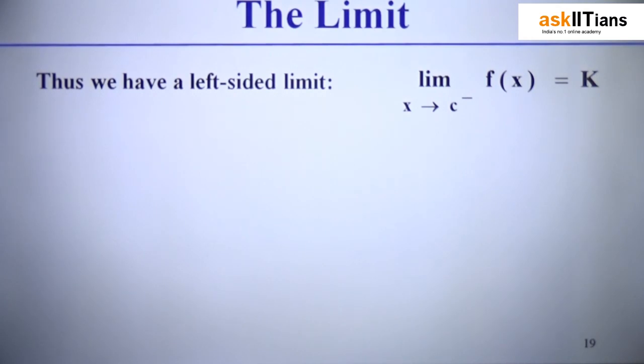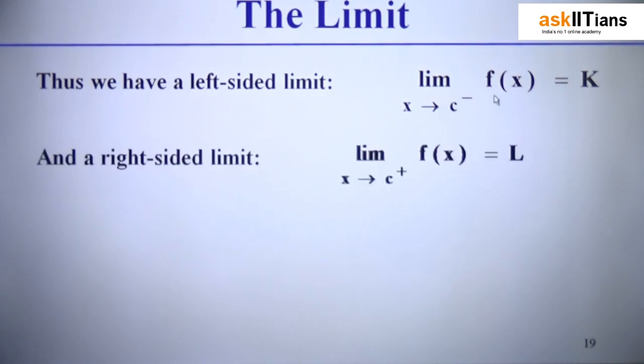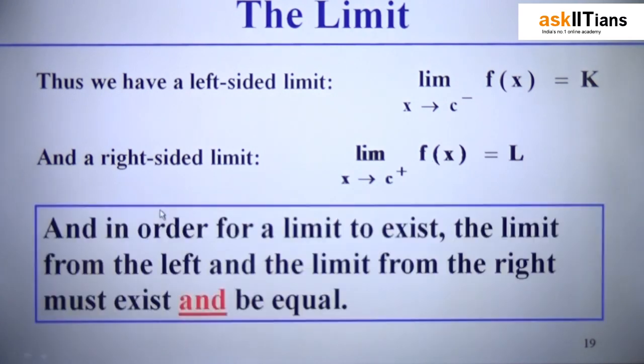Thus we have a defined left hand limit, where x is approaching the left hand side of C and f(x) gives me a value k, and the right hand limit is defined as when x is approaching the right hand side of C and the function takes a value L. Then it is called the right hand side limit.